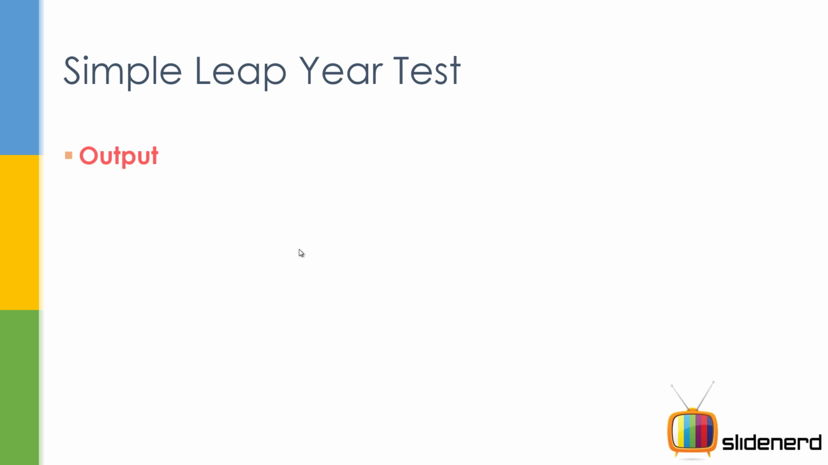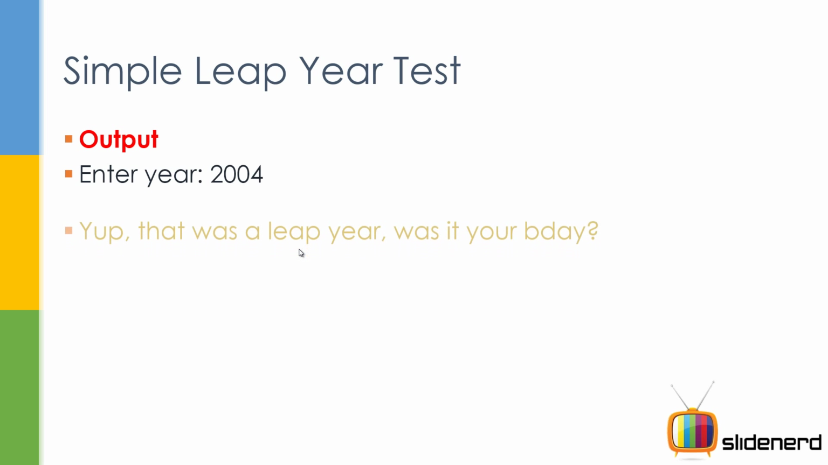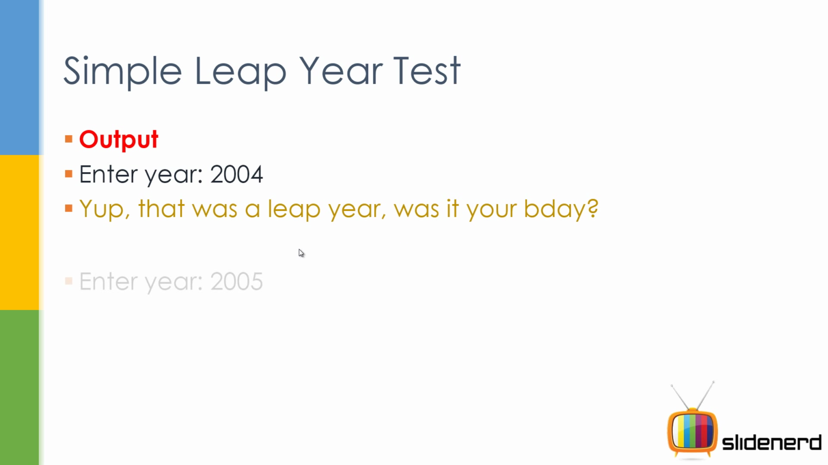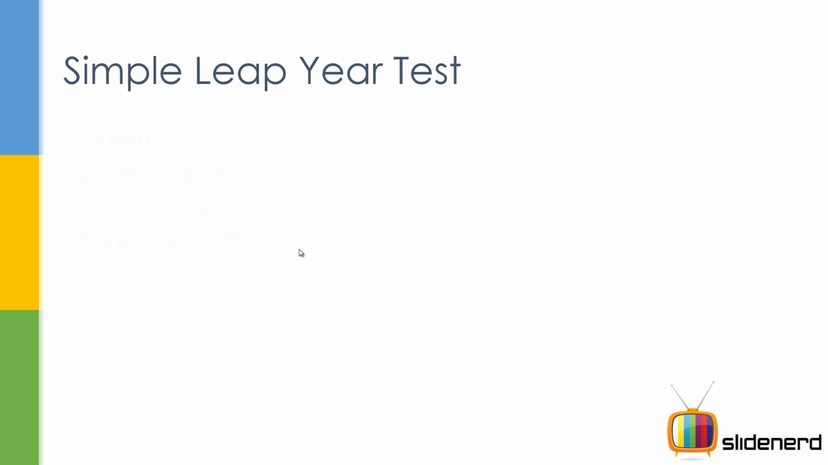It's a simple leap year test. You ask the year 2004, the program says, yep, that was a leap year. Then we ask the user, he says 2005. The program says, wrong, that's not a leap year. So let's see how this works.